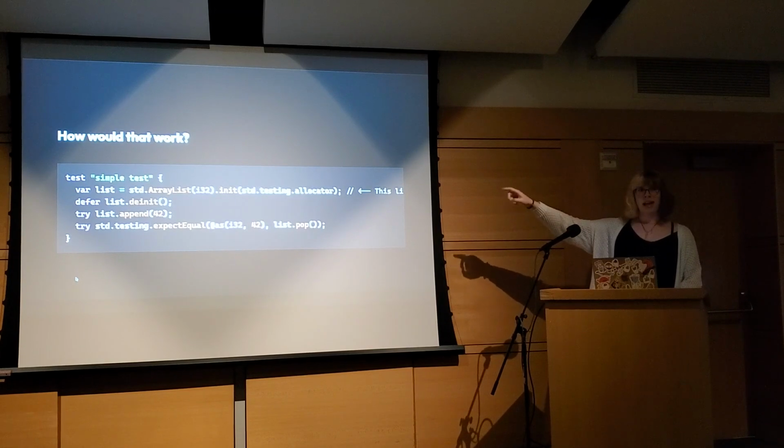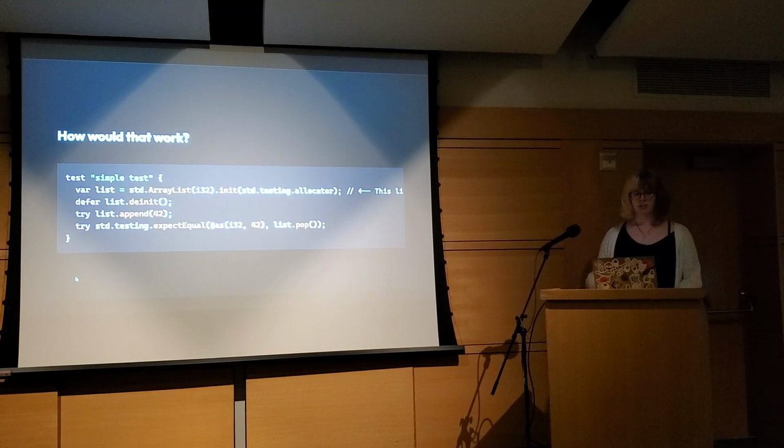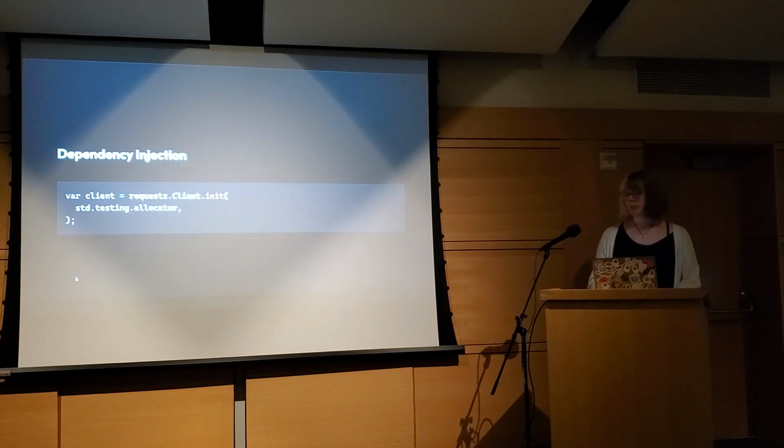Standard array list has a dependency. It has a dependency on a memory allocator, but it gives you the responsibility of telling it what allocator it should use. This is typically called dependency injection. It's really common in lots of other use cases. If you look up how to make an HTTP request in Zig today, you'll probably find a library called requests.